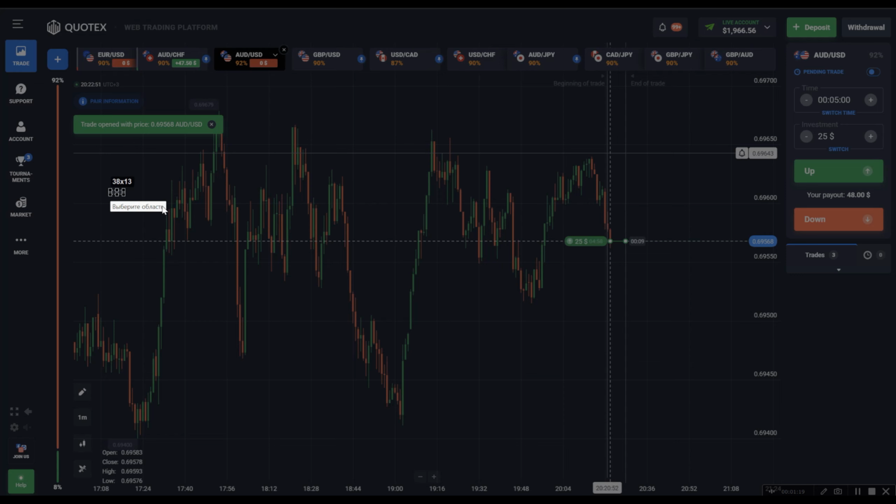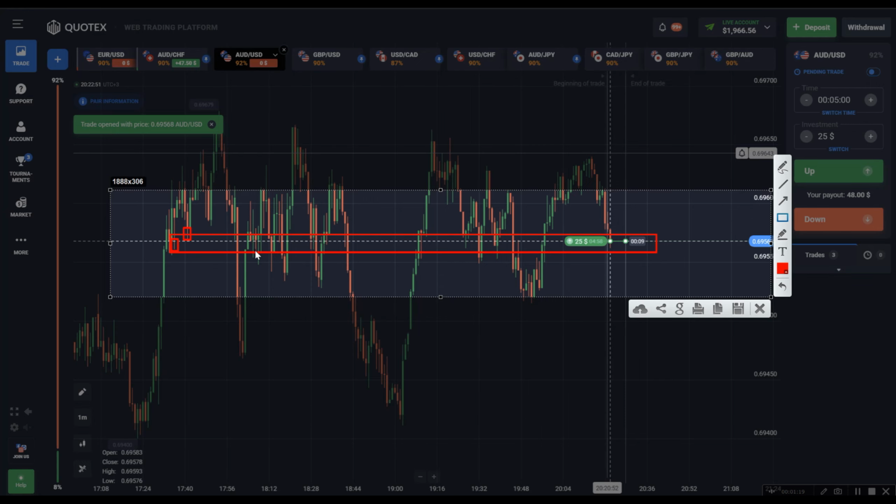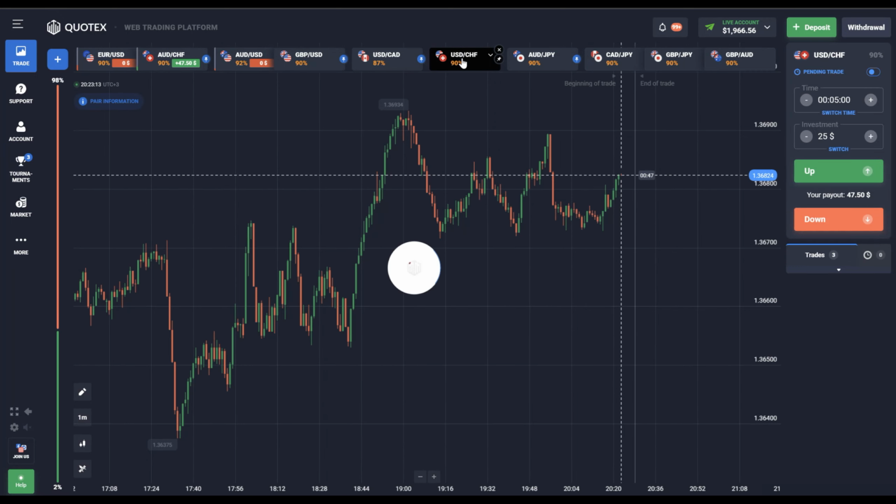Australian dollar, US dollar. A trade from the established support zone, and the zone is also quite clearly visible here. The only thing is, sometimes it unexpectedly breaks through either down or up. That's not a very good sign for us, of course. It's not the most stable zone, but I'm opening a trade here anyway.